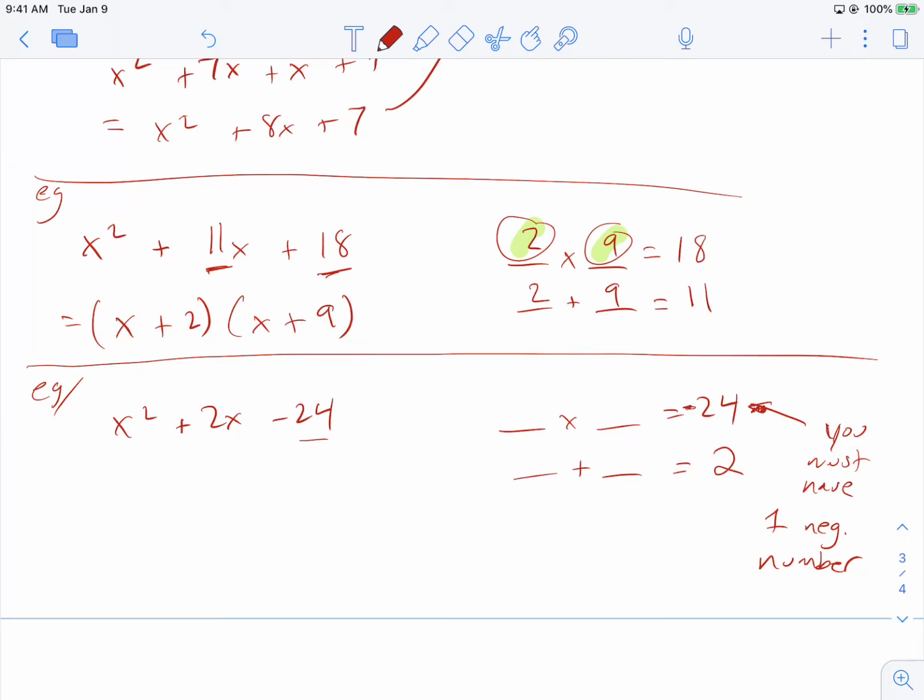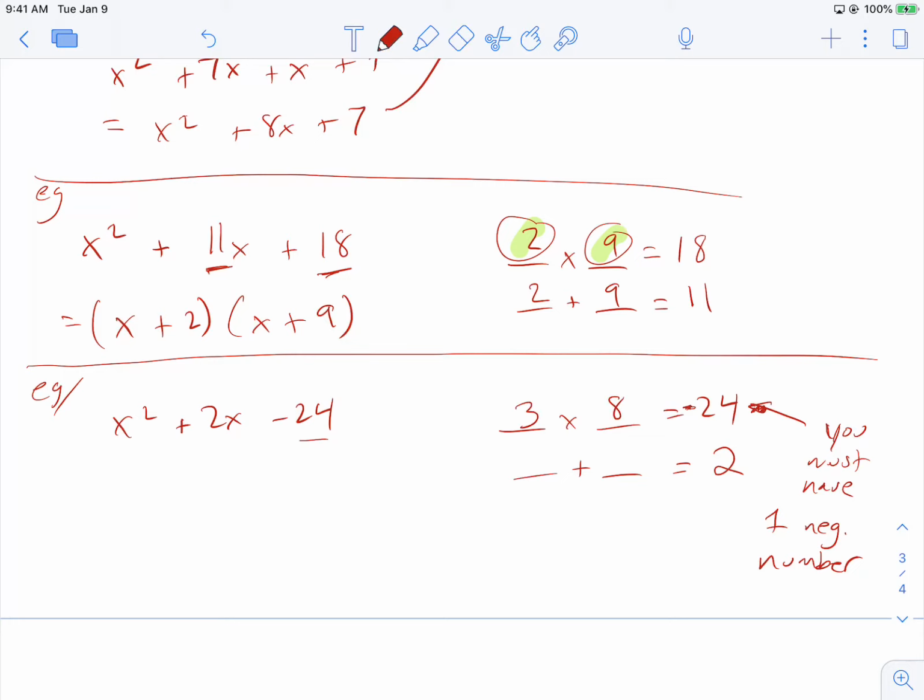What numbers multiply together to give us 24? Well, we have 1 and 24. But is that going to help us get to 2 if we add up a positive 1 and a negative 24, or a positive 24 and a negative 1? Definitely not. So let's try another one. What about 2 and 12? Well, 2 and 12, there's not really a way that we can make those things add up together to give us 2, so let's try again.